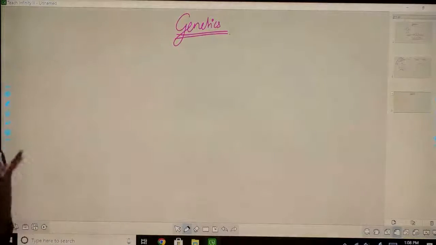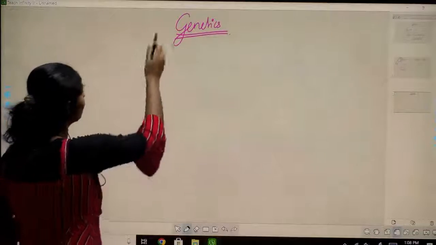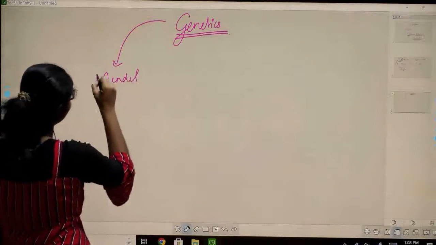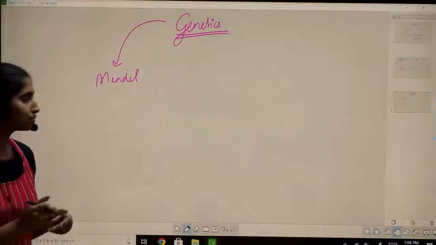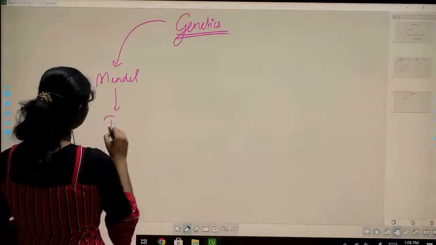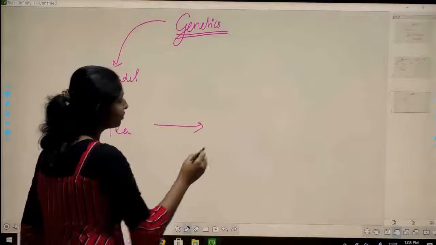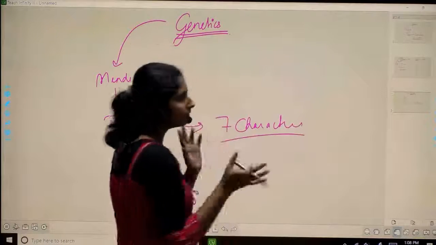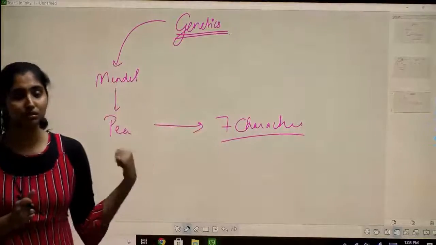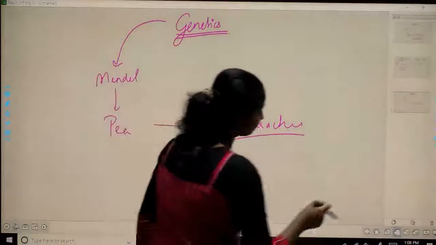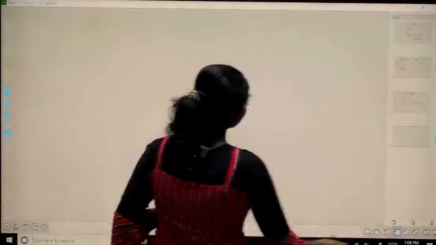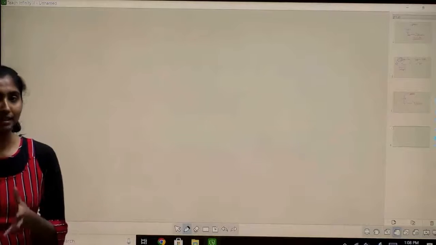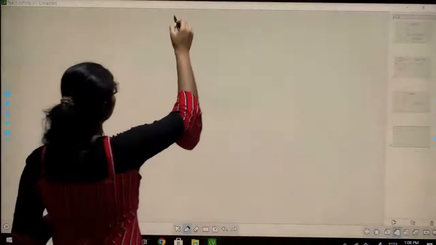Now the person who introduced genetics and is known as the father of genetics is Gregor Mendel. Mendel for his experiments chose pea plants, Pisum sativum, and he concentrated on 7 characters of the pea plant. He performed different hybridization experiments with respect to these 7 different characters. Mendel performed 2 types of crosses, monohybrid cross and dihybrid cross. Let's first do monohybrid cross.